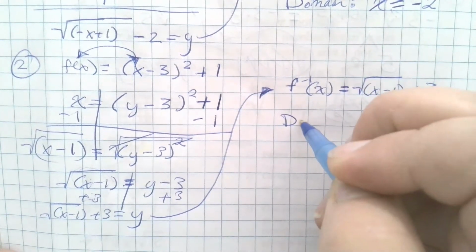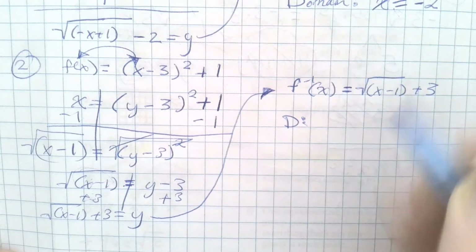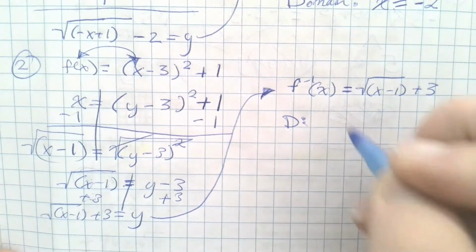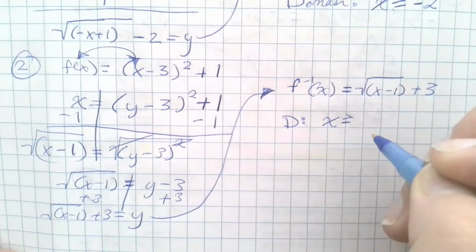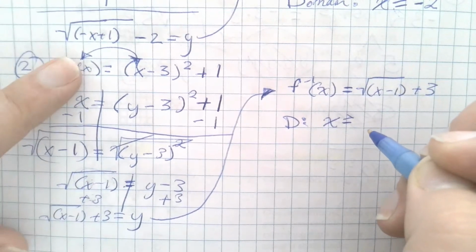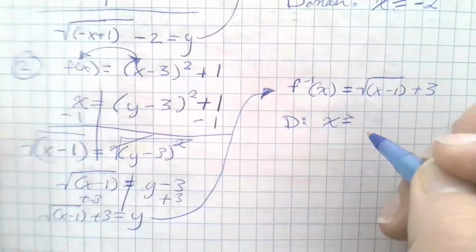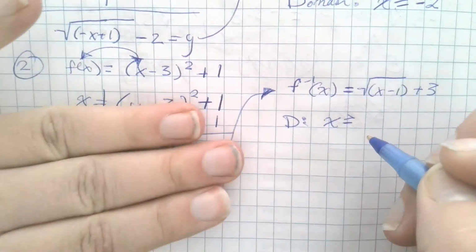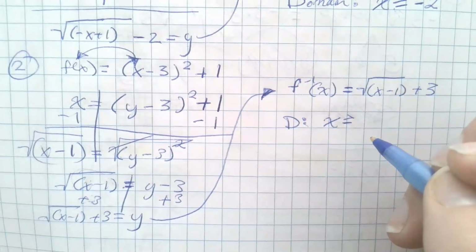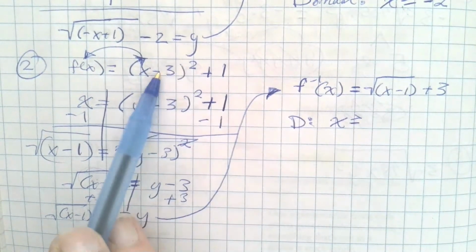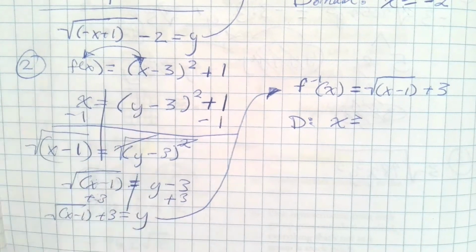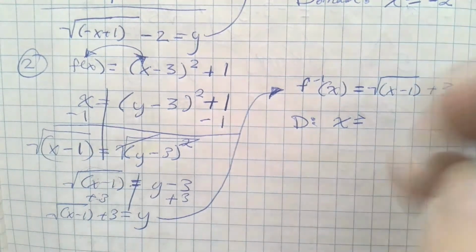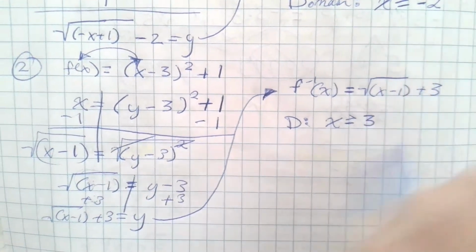What's my domain? First of all, is it x's or y's? What's our restriction? Greater than or equal to what number? Look at your vertex. What's the x coordinate of the vertex? Guys, what's the x coordinate of the vertex? Just 3, because we change it to be positive.